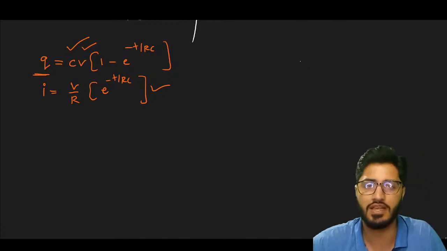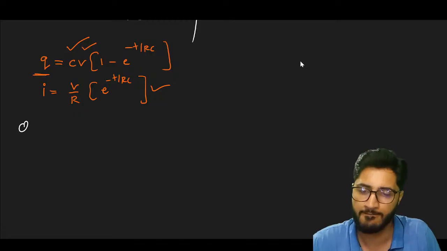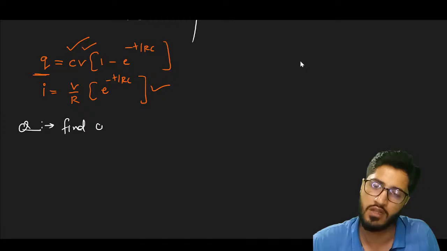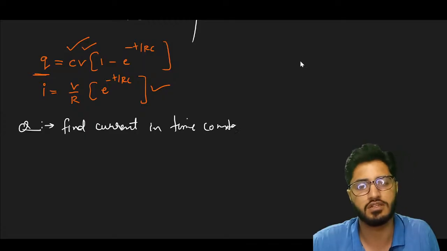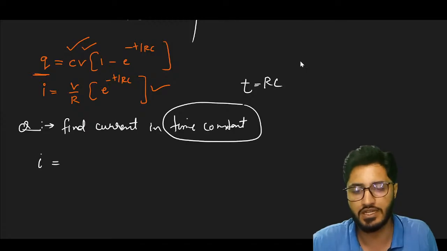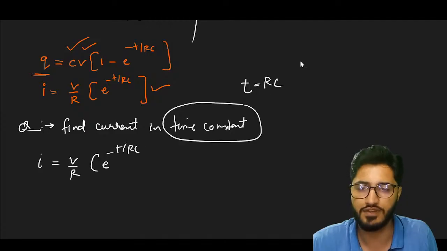Suppose you will have a numerical that states find current in time constant. That means my time is equal to time constant, so T equals RC. So what is current? Current is V by R e to the power minus T by RC. Done.